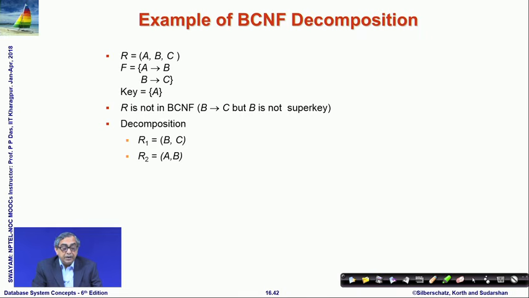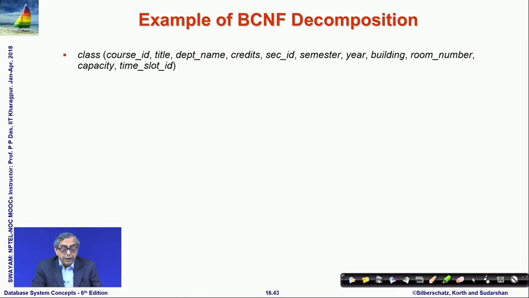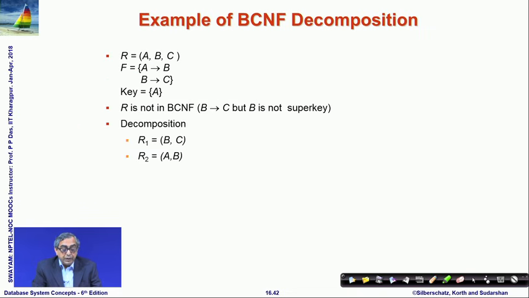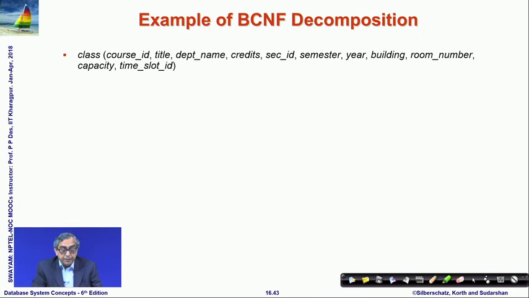So, here A determines B, B determines C. Naturally, A is the key. R is not in BCNF because B determining C is a functional dependency where B is not a super key. So, you can decompose them into BC as one relation and AB as another relation.